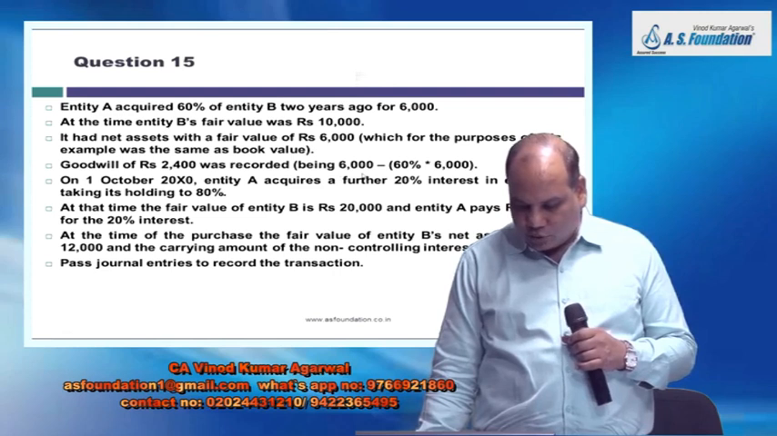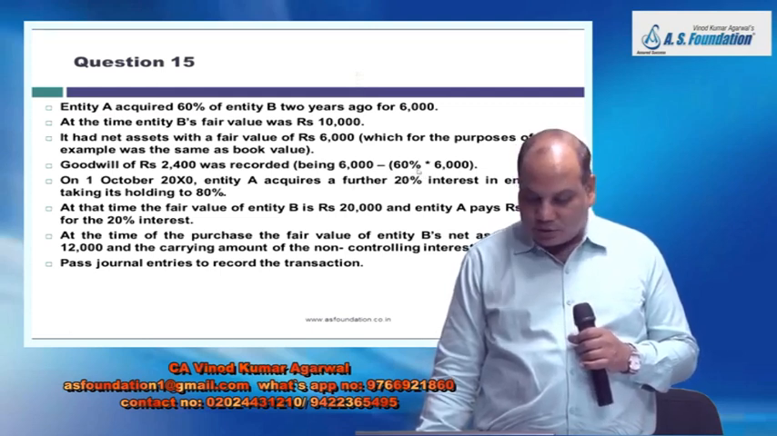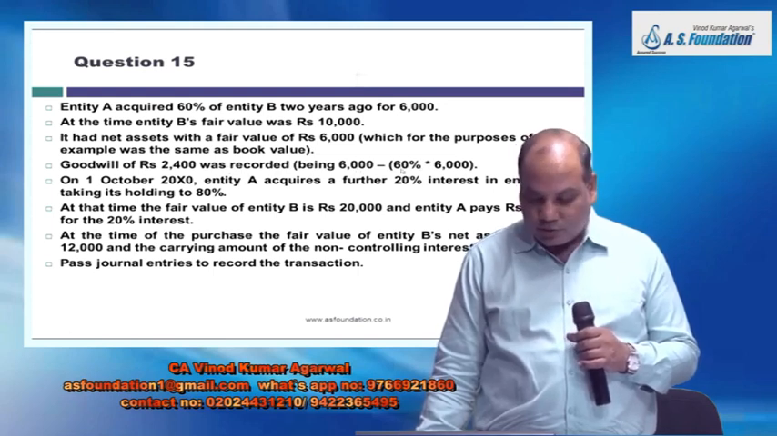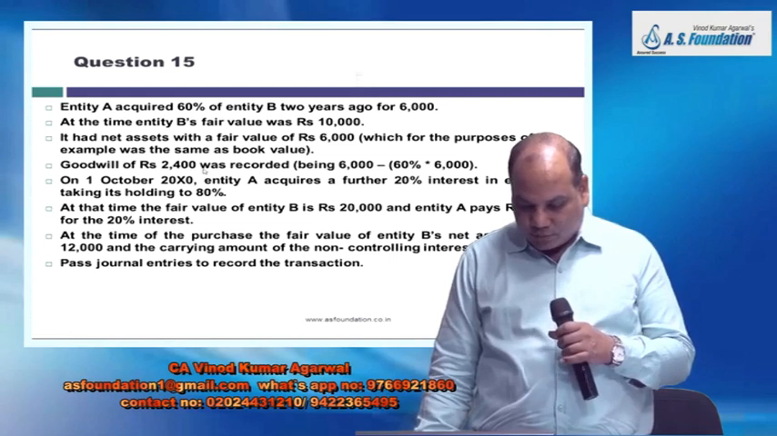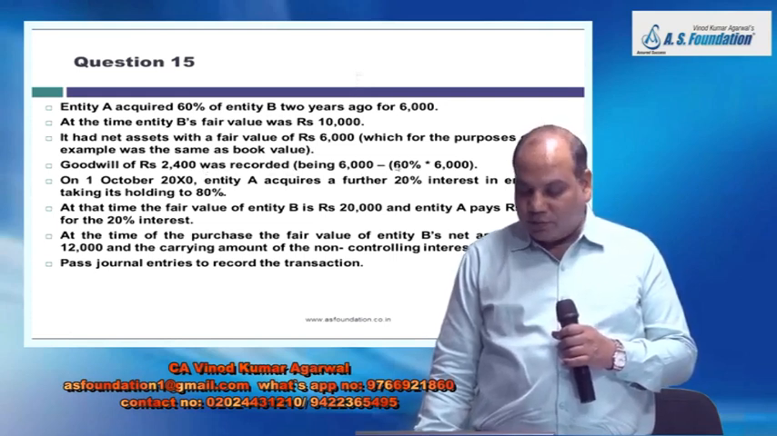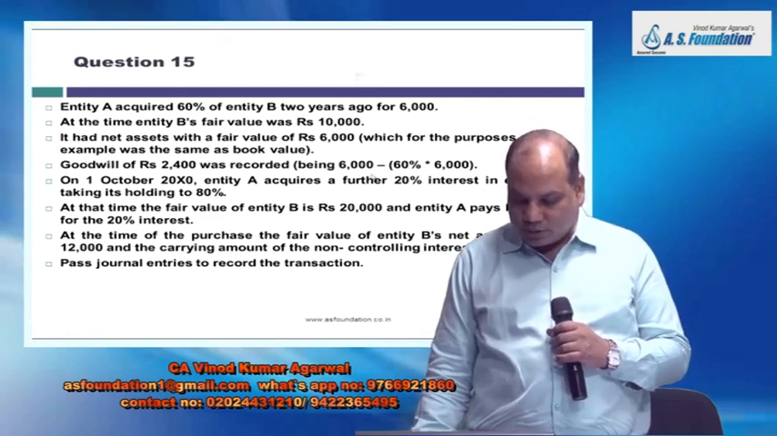How did you get this goodwill? 6,000 is your cost of acquisition and the net asset was 6,000 into 60%, 3,600. So your share in the net asset is 3,600. Difference between 6,000 and 3,600 is 2,400. Can you guess what is this method known as? Fair value method or proportionate share in net asset method? Proportionate share in net asset method.